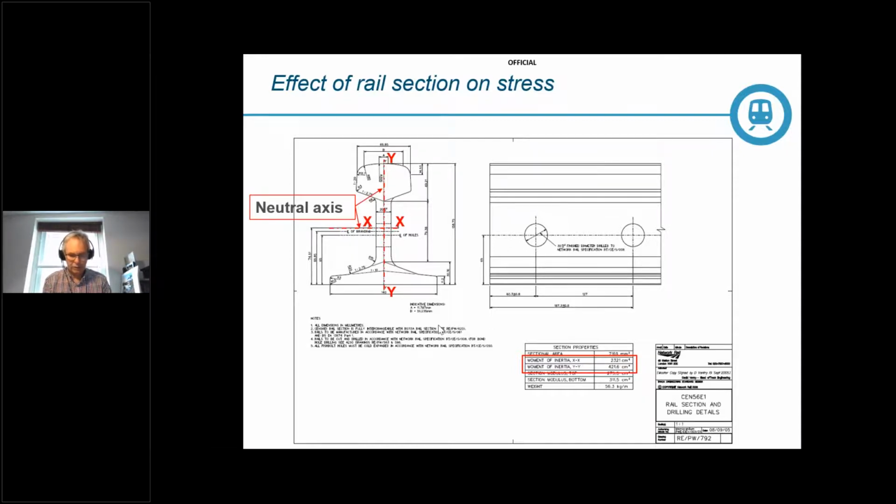So in the vertical direction, the most highly stressed places are those furthest from the neutral axis. Thus, the crown of the rail is subject to the highest compressive stress in bending, and the rail foot is the most highly stressed in tension, which is more likely to cause cracks to grow. In the horizontal direction, the most highly stressed places are those furthest from the neutral axis, and thus the edges of the rail foot are the most highly stressed.